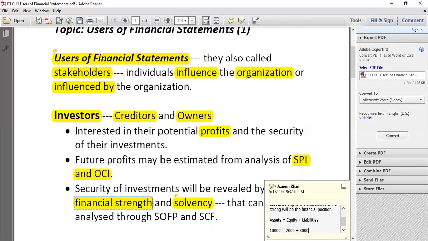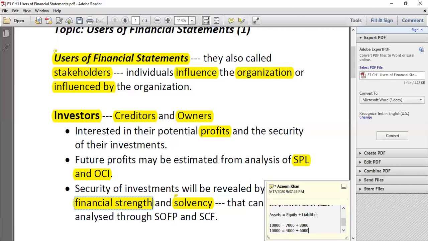Why? The amount of investment in the assets made by the shareholders is more than the amount of investment made by the creditors. If it is like total assets of 10,000, 4,000 belongs to the shareholders and 6,000 belongs to outsider liability, so the company has a weak financial position. Now if you look here, the creditor portion is more than the owner portion.